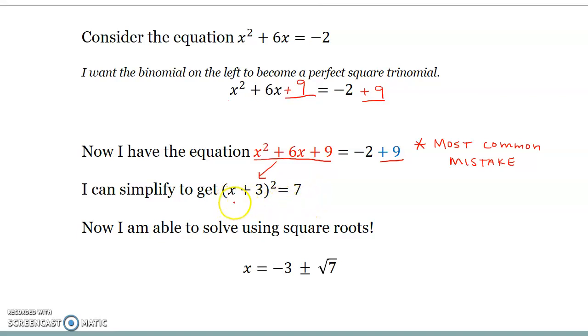So now I have written my equation so that I can solve using square roots. I can take the square root of both sides so that I have x plus 3 equals the positive or negative square root of 7. Then I'll subtract 3 on both sides, and we end up with x equal to -3 plus or minus the square root of 7. So there are my 2 solutions, -3 plus root 7 and -3 minus root 7.